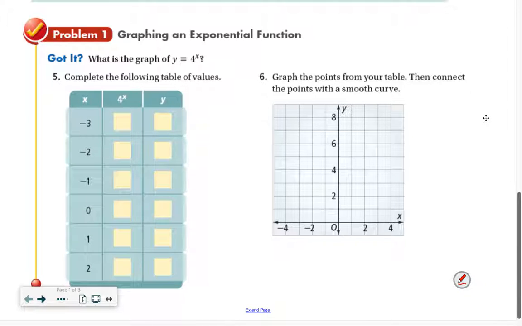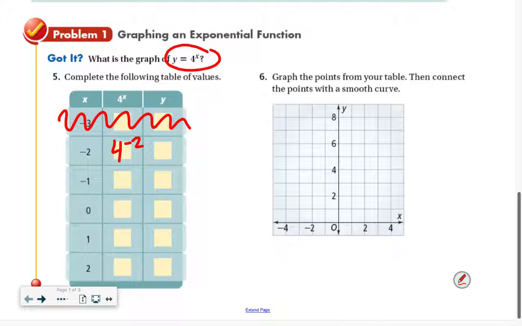So, graphing exponential functions. If I have the function y equals 4 to the x power, we're going to do this using a table. Cross out your -3 because that gets too small. So if my x is -2, I have 4 to the -2 power. I'm just plugging in -2 for x.